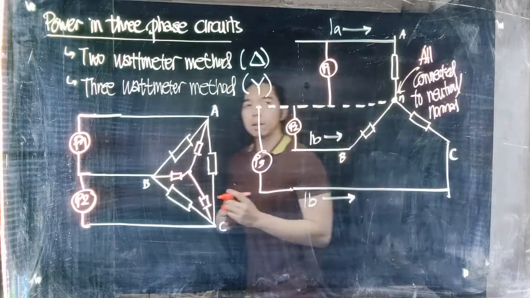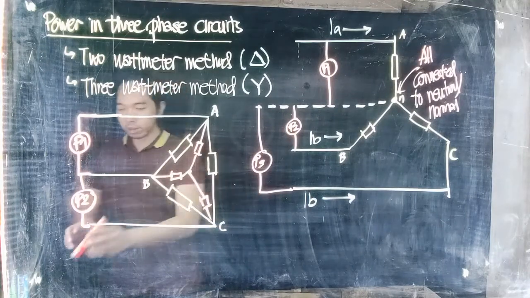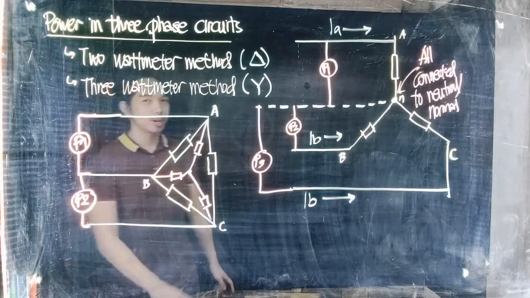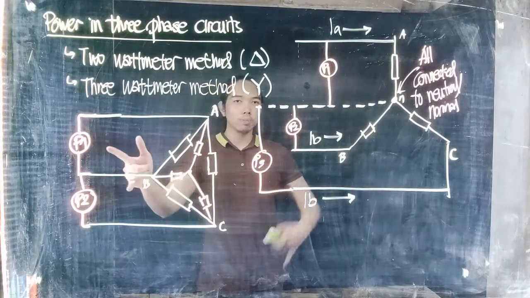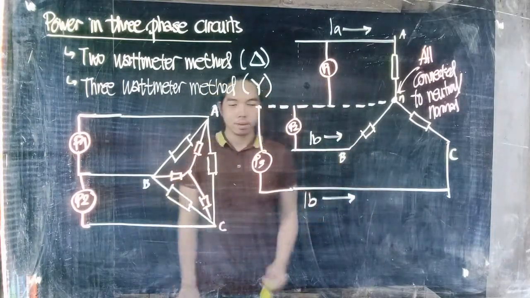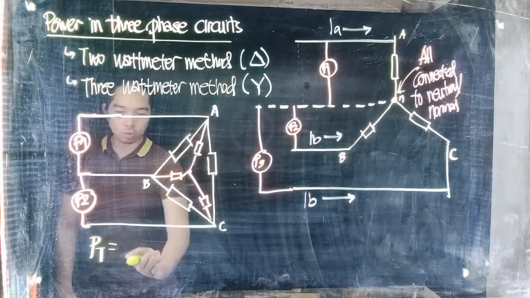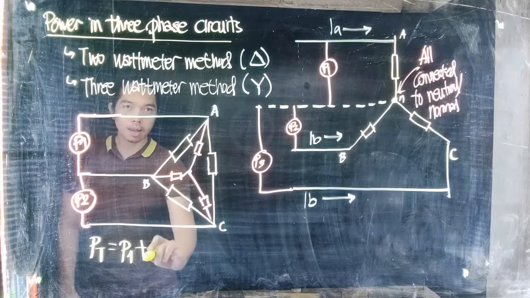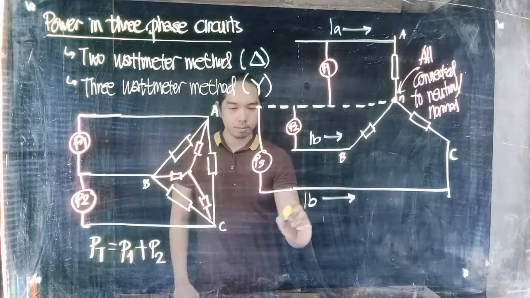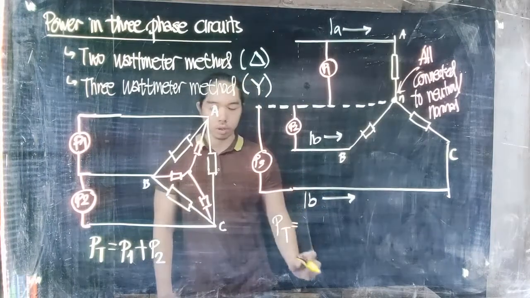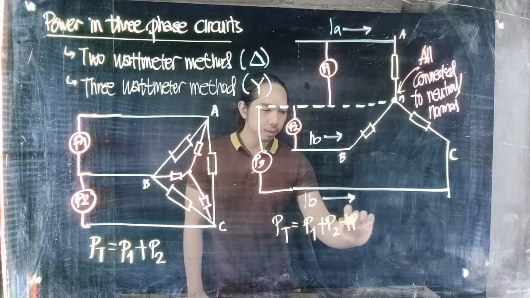So how do we now calculate the total power when a problem asks for it? Remember, the total power is simply the sum of the wattmeter readings. For the 2 watt-meter method, PT would be equal to P1 plus P2. And for the 3 watt-meter method, PT would be equal to P1 plus P2 plus P3.